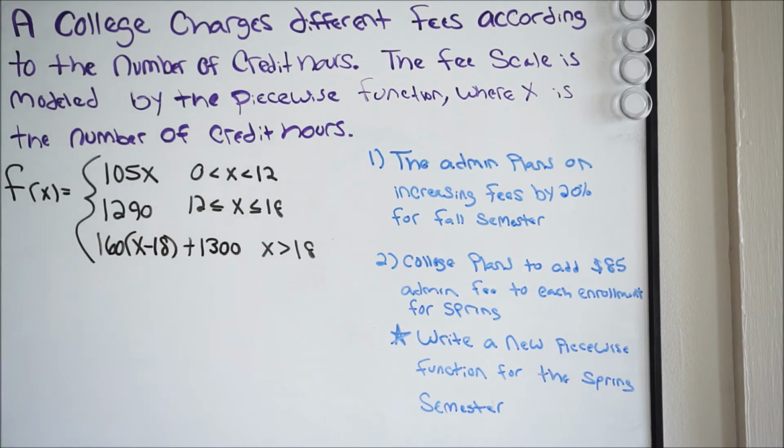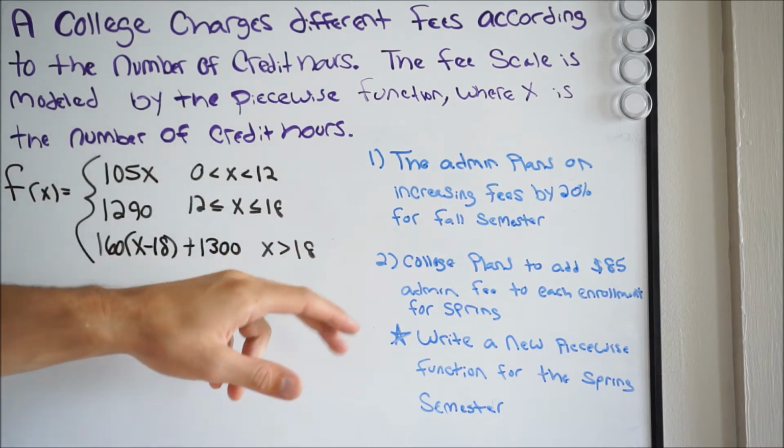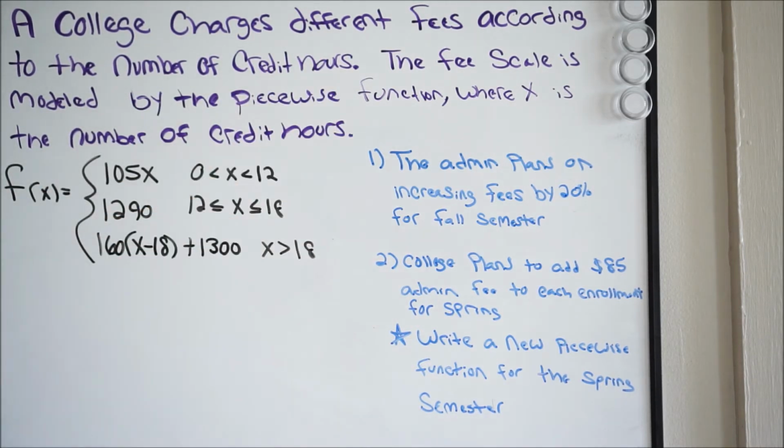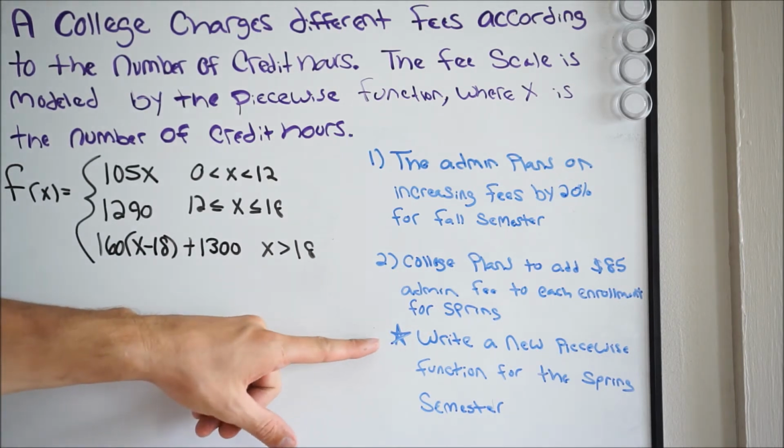X represents the number of credit hours that you're taking. So depending on how many credit hours you have, that's going to determine which function you're going to use. If we look to the right here, it says 1 and 2, and it's telling us what they want. So let's read this. It says the admin plans on increasing fees by 20% for the fall semester. And for 2, the college plans to add an $85 admin fee to each enrollment for spring.